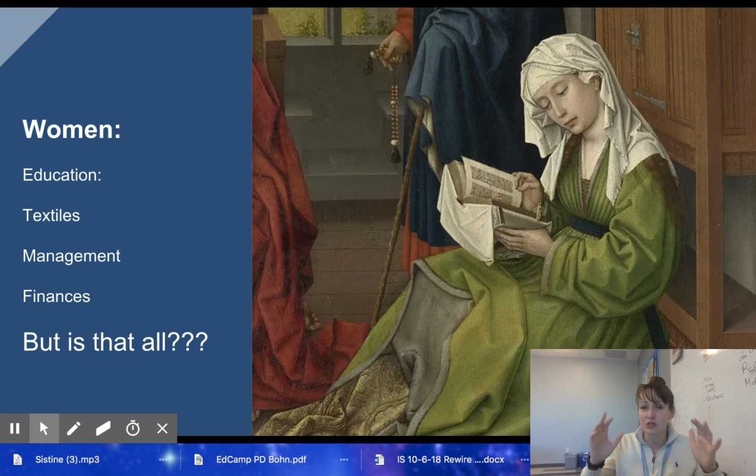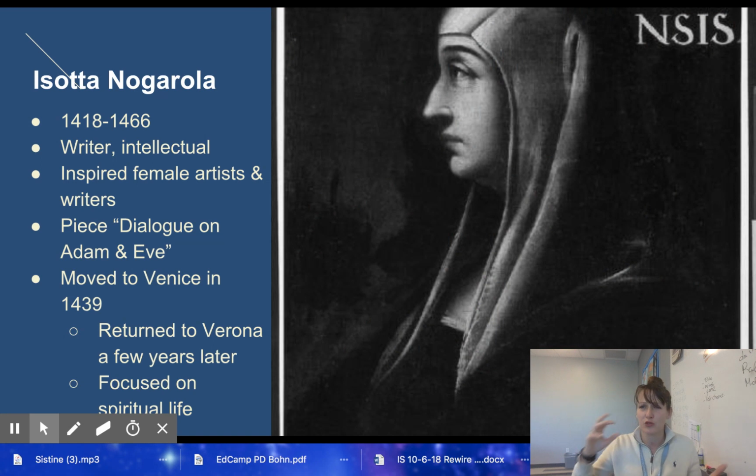So I'm in the midst of researching this, and I found a few academic journals online that have addressed this, and there are some books. I don't think I'm going to get this all done by the time the unit ends, but what I found so far is not surprising, that there were women humanist writers of the Renaissance, like Isotta Nogarola here. I may be saying that wrong, but she was an example of a humanist. She was a writer and intellectual. She inspired other female artists and writers.